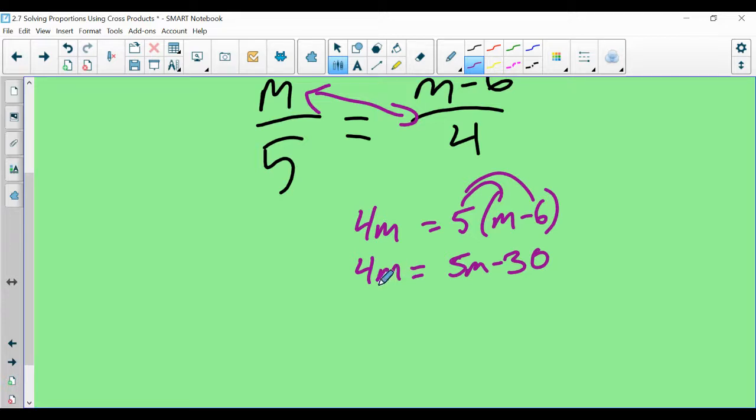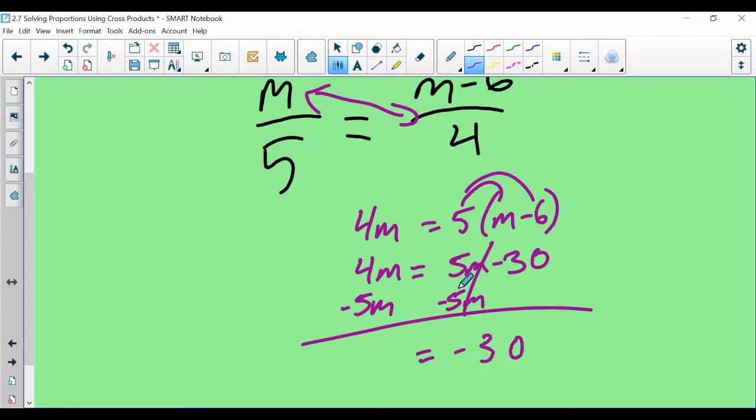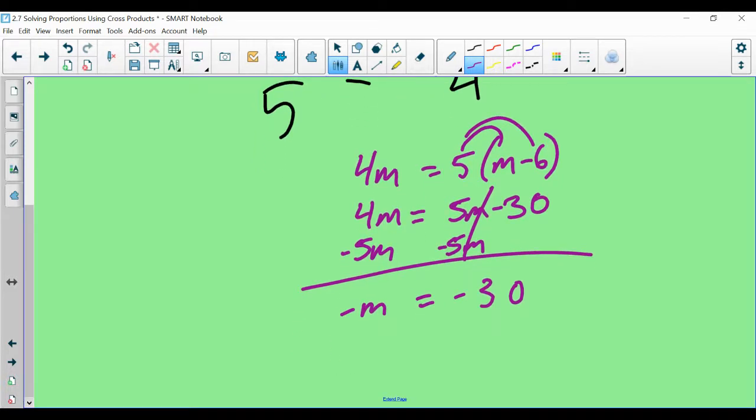Same idea here. I have multiple of my variable. I'm going to move them to the same side. This is a positive 5m. The way to move a positive 5m is to subtract 5m. If I do that to one side, I have to do it to the other. Those cancel. I'm left with negative 30 over here, and 4m minus 5m is negative m.